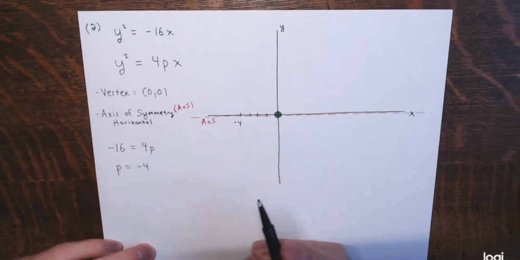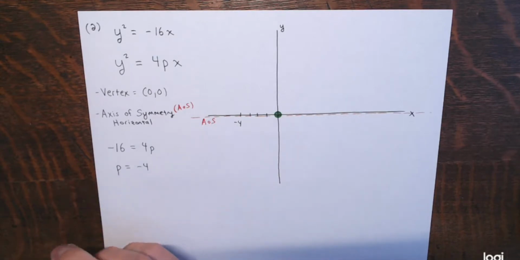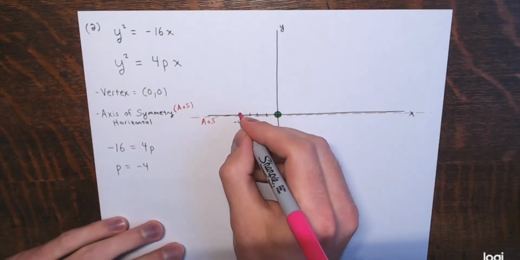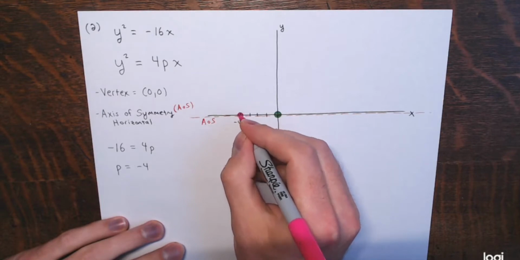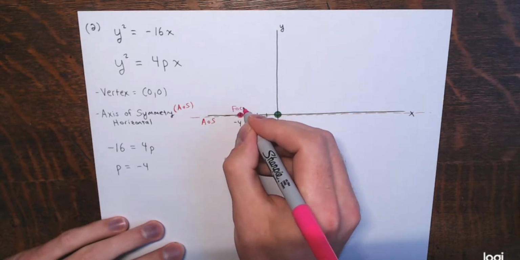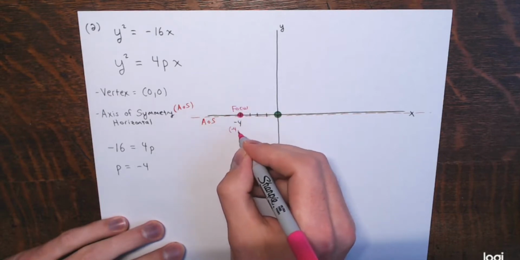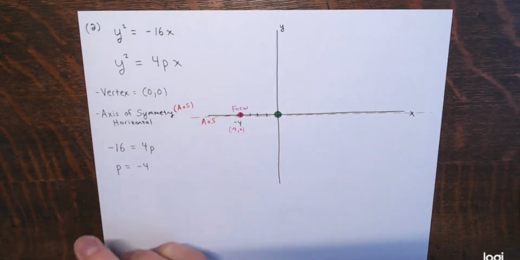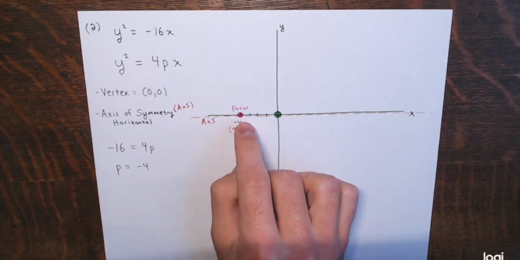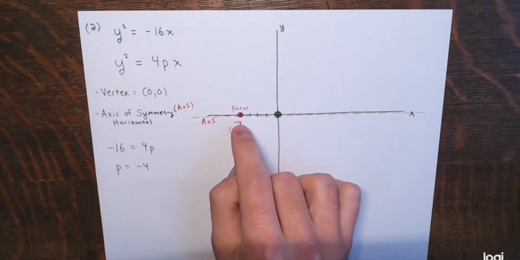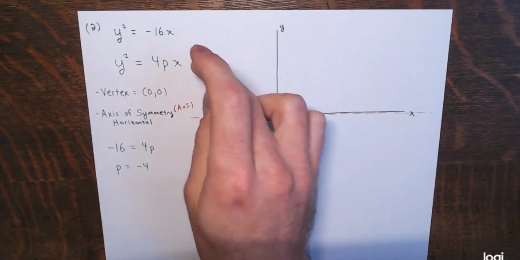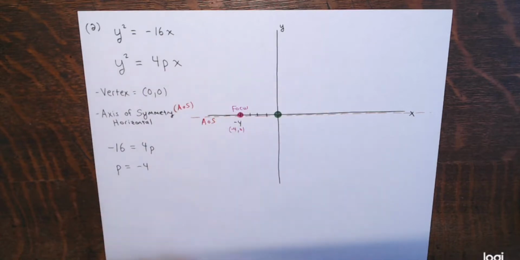And there's going to be the focus of this parabola at negative 4, 0. Focus at negative 4, 0. Again, that's not a solution. We just need to know where it is so we can tell where the parabola is opening. This parabola will be opening to the left.